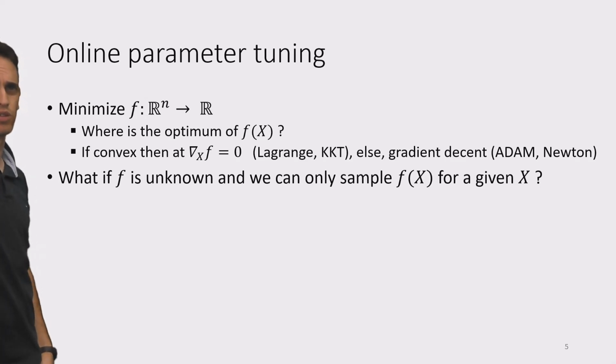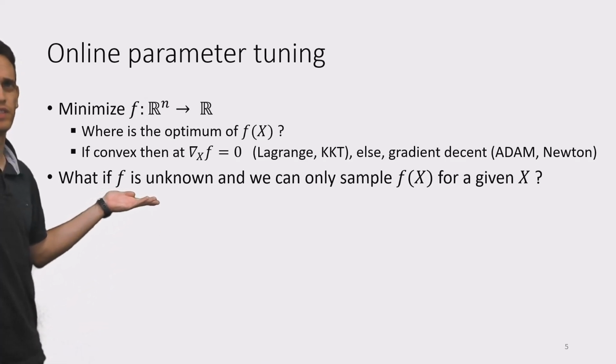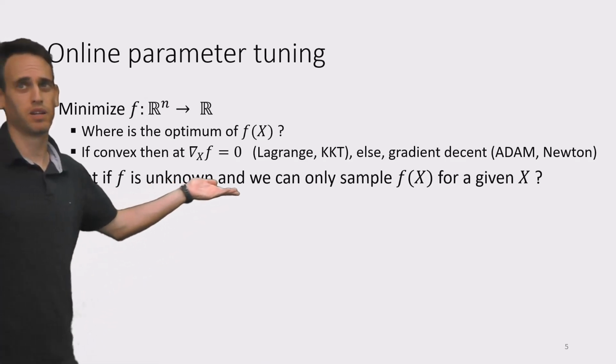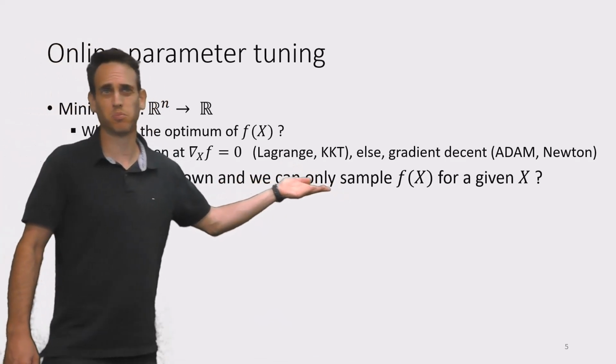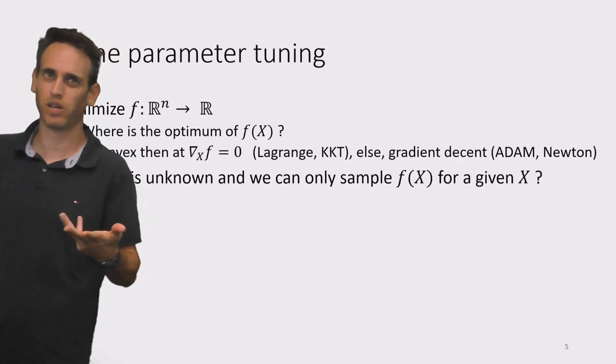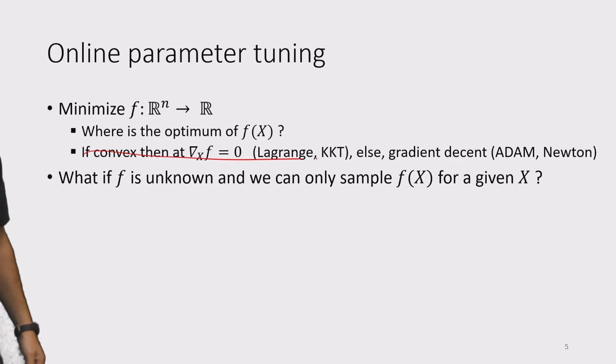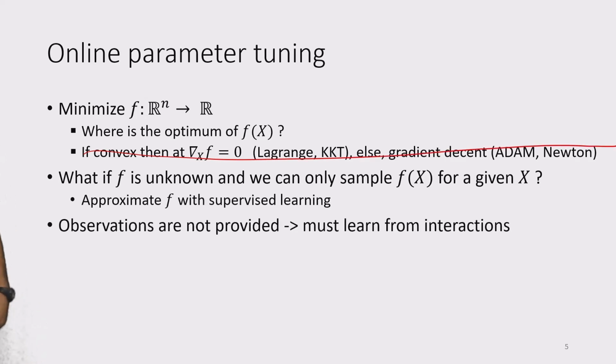But the problem that we are trying to address in black box optimization is, what if f is unknown and we can only sample f of x for a given x? We don't know anything about the function, so we certainly cannot compute any gradients with respect to it. So these approaches just won't work. We cannot apply those. Can we approximate f with supervised learning and then apply this approach?